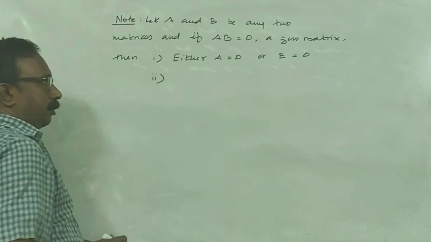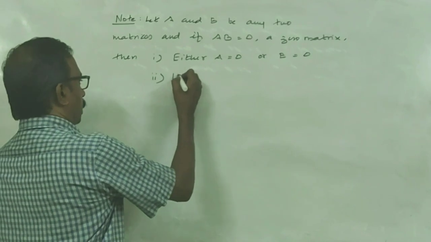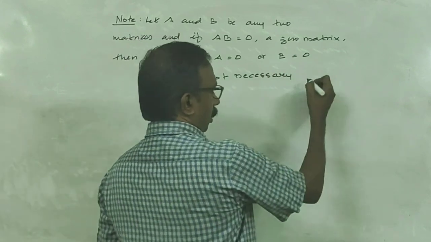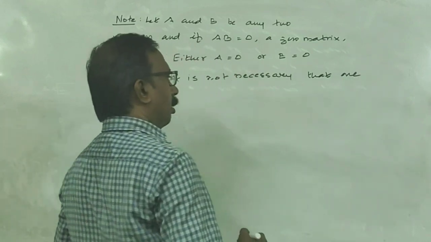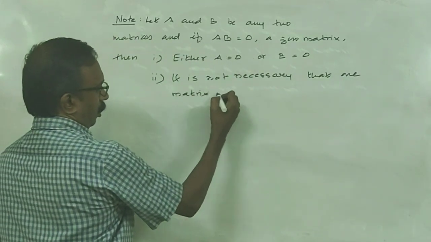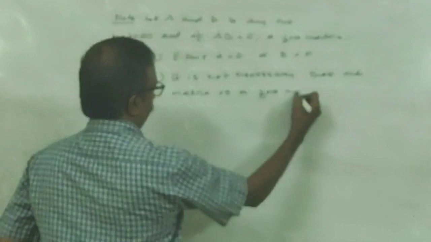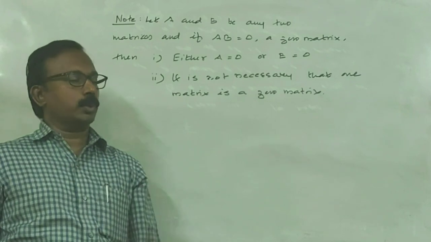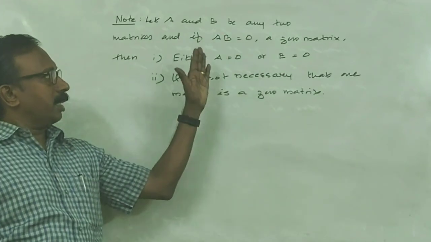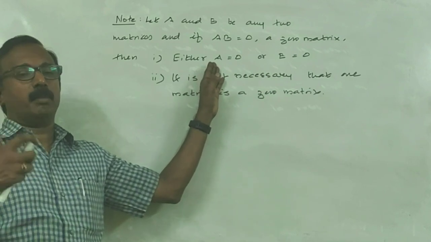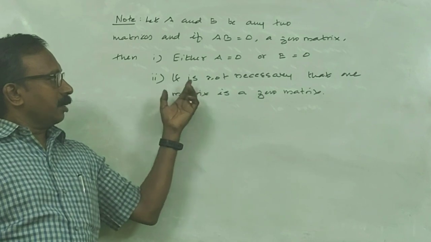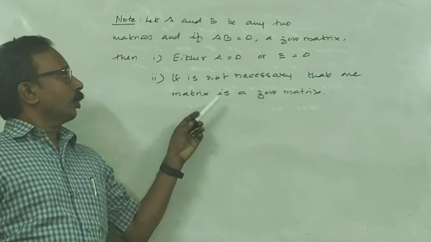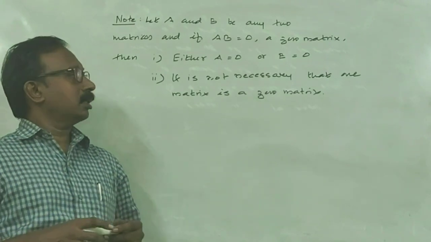Another condition is also there. It is not necessary that one matrix is a 0 matrix. There are two conditions. If A and B are two matrices conformable for multiplication, if A is equal to 0 or B is equal to 0, then AB is equal to 0. And one more condition is there: it is not necessary that any one matrix is a 0 matrix for which AB is equal to 0. We will illustrate the two conditions.